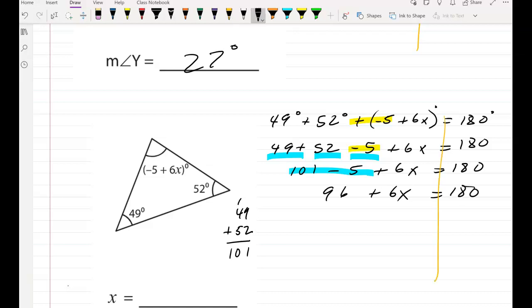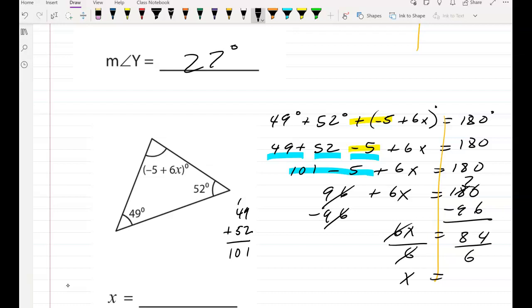Don't let me forget my equation line. I'm going to subtract 96 from both sides, and I get 6x equals, let's see, do my math here, that's 84. I divide both sides by 6, and x equals 84 divided by 6 is how much? 6 goes into 84 14 times. Is that correct?